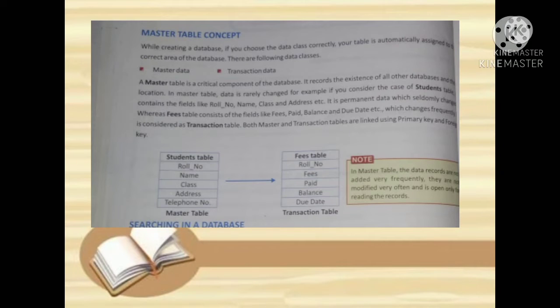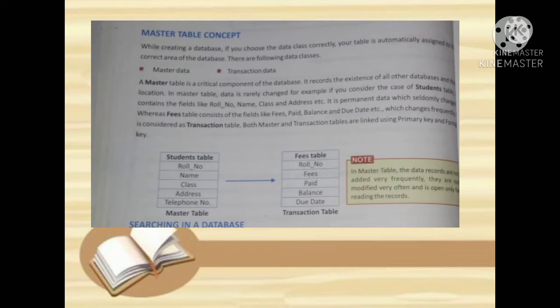But their fees details will be changed frequently. They have to update it when they have paid, how much they need to pay, or when they have not paid. This information will be updated frequently, so it is called transaction data. In the same way, we have tables too, like master table and transaction table.